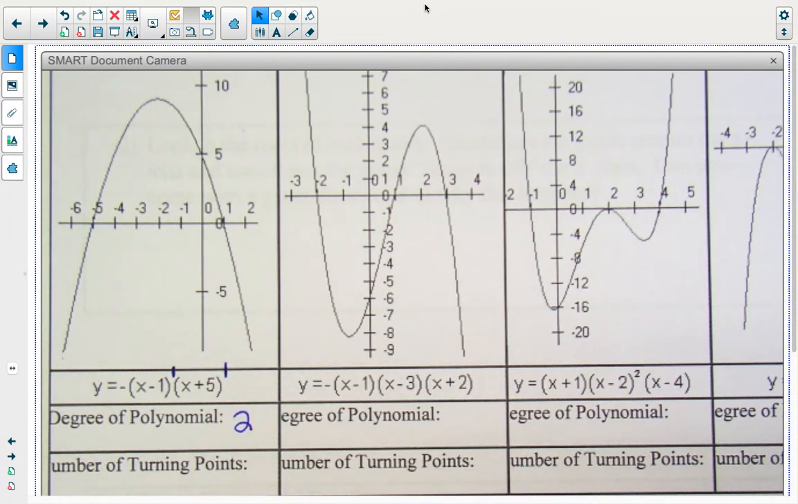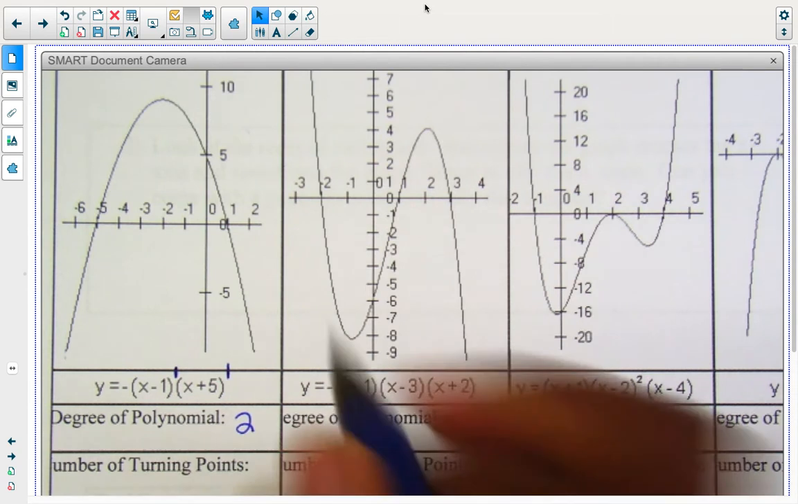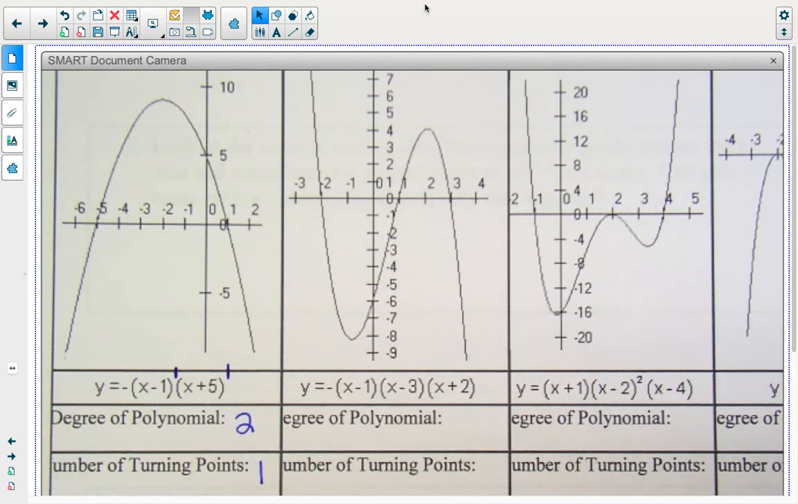How many turning points do I have? Turning points are how many times it changes directions. There's only one, and that's this point up here. So there's only one turning point up here. So that's 1.